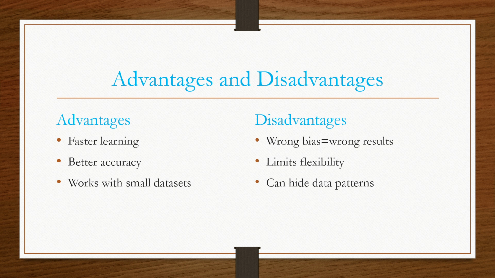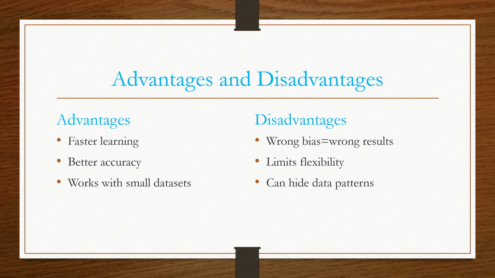And the disadvantages are: wrong bias is equal to wrong results. If the bias is incorrect, the whole model can fail. For example, if we wrongly assume all short emails are spam, important messages can be wrongly blocked. And next is less flexibility. Too much bias locks the model into a narrow view. It may ignore better solutions outside the biased area.